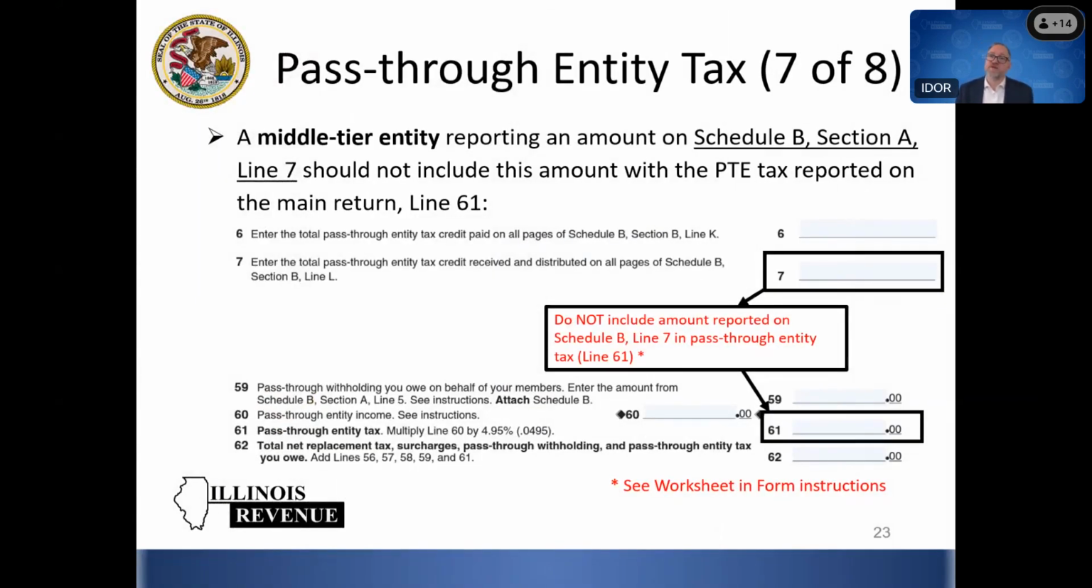An additional thing to note for middle tier entities is this. The total received and distributed amount that you report on line 7 of the Schedule B, that amount should not be included in the reported pass-through entity tax reported on the main return on line 61. This is because the amount received and distributed is only flowing through. It's not paid by the middle tier, it's just flowing through them. Please see the worksheet in the form instructions for further details on this.